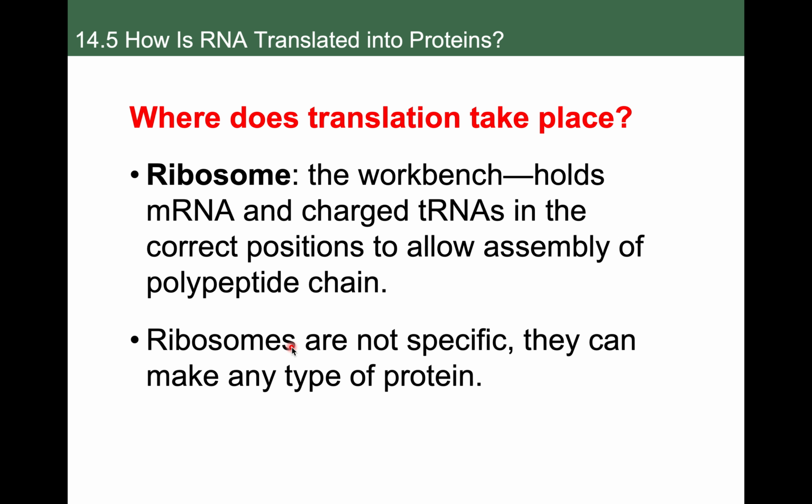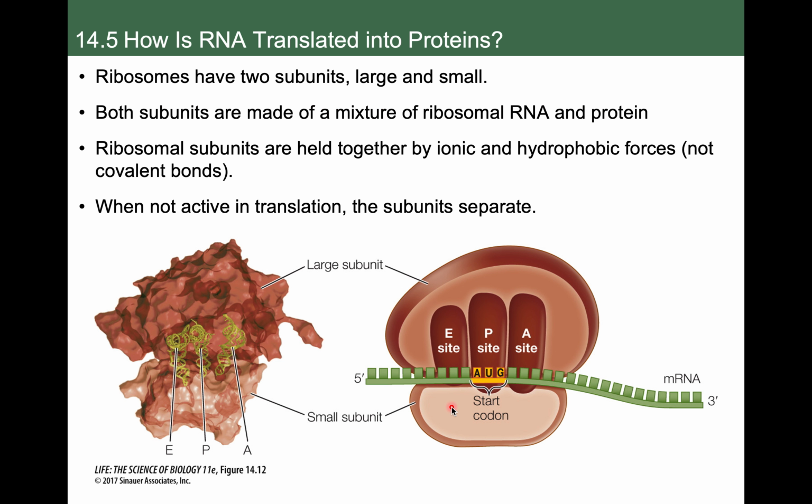And so keep in mind, translation is happening in the cytoplasm on ribosomes, right? Ribosomes are the organelles that produce proteins. And I want you to think of the ribosome as basically the workbench for building proteins. So ribosomes are not specific. You could make any protein on any ribosome, right? Just like on a workbench, you could make any piece of furniture, let's say, right? So the ribosome is the workbench.